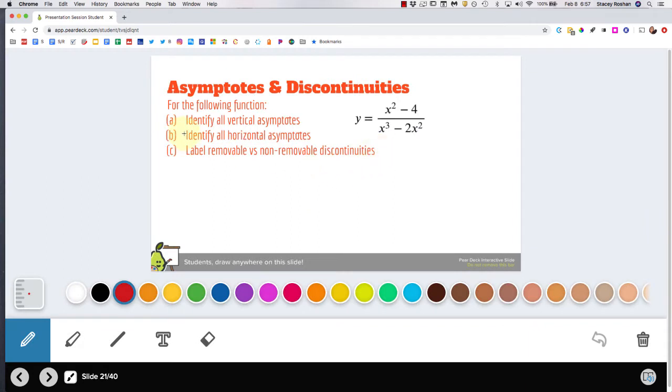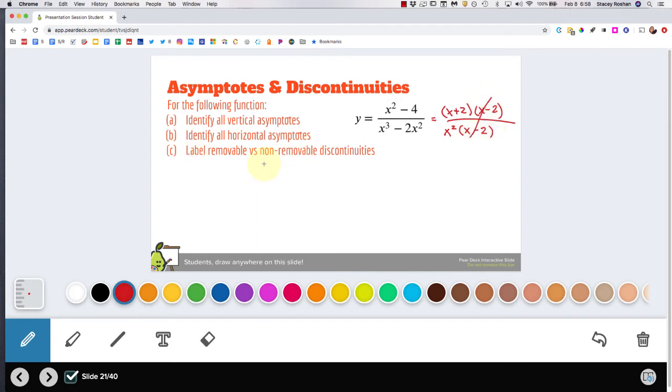All right, continuing on, this question is asking about some asymptotes and discontinuities, removable and non-removable. So let's go ahead and factor this guy first. On the top, that's x plus 2, x minus 2, the difference of two squares. On the bottom, I can actually just take out an x squared, so I get x minus 2 really nicely there. Then the x minus 2's are going to cancel out.